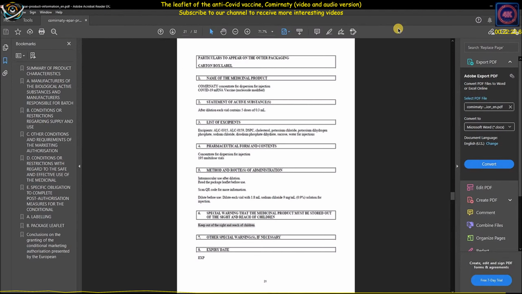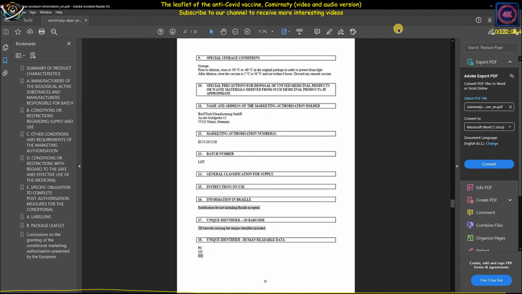6. Special warning that the medicinal product must be stored out of the sight and reach of children. Keep out of the sight and reach of children. 7. Other special warning(s), if necessary. 8. Expiry date. EXP. 9. Special storage conditions.